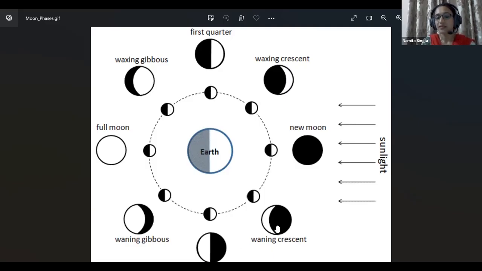Yes. So this is the last quarter or the waning half moon. After this phase, there comes a waning crescent and then a new moon again. So these are the different phases of the moon which appear at different times of the month, and the whole cycle takes about 28 days, or it may take 29 days.